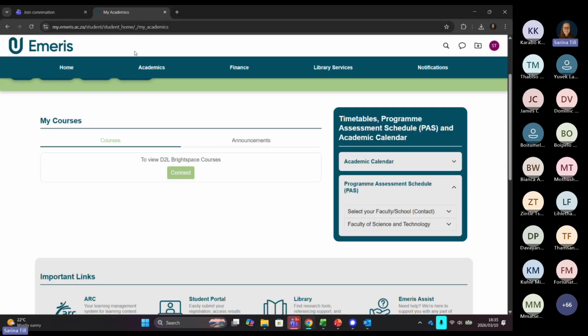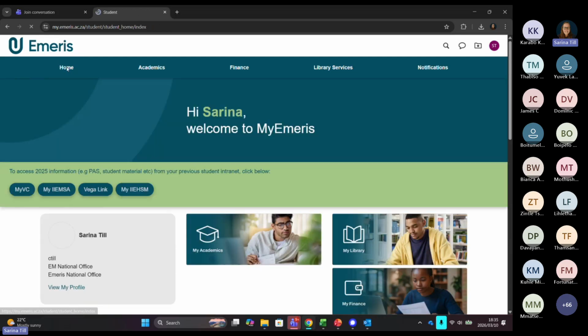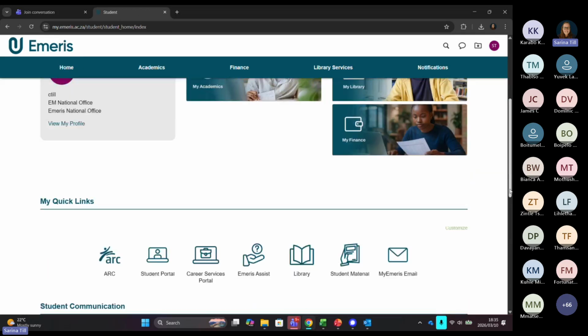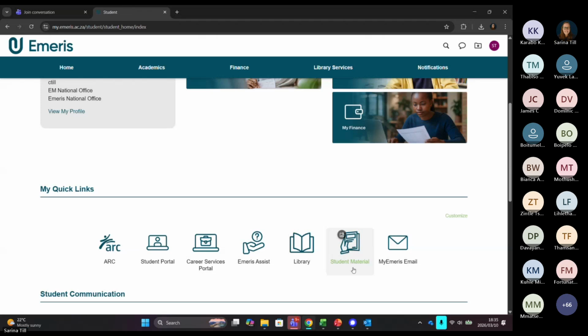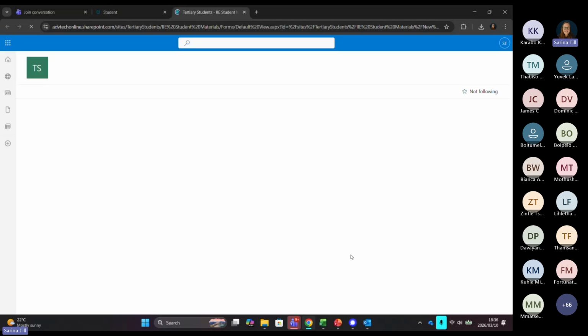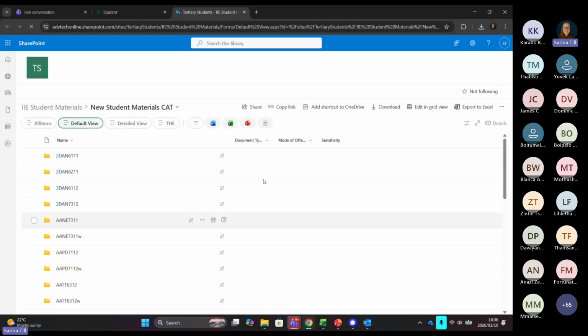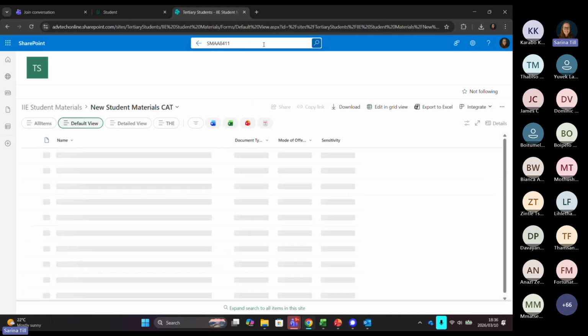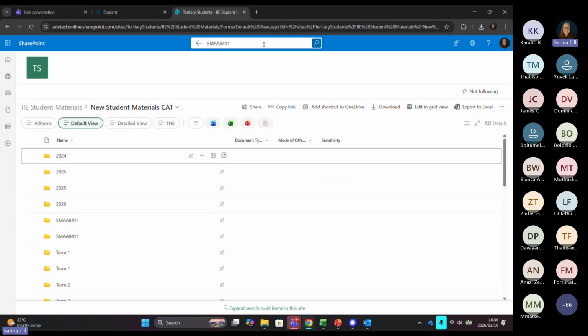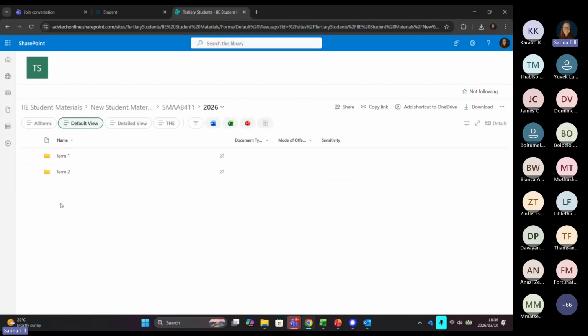And then what also there is, if you go back home, you will see student material. You'll click on student material, and then here you will find your assignments. I'm going to look for SMAA. I see everybody's everything. So on the one end, I don't have access, and on the other hand, I have all the access. So we're going to look for SMAA 8411 2026.